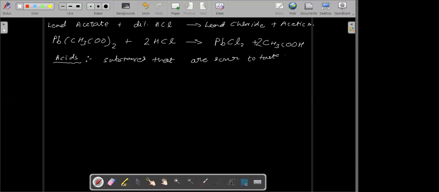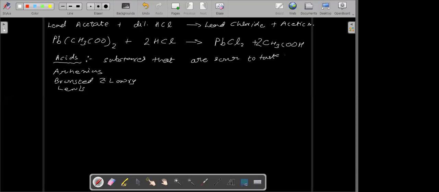Some of the acid definitions: first, the acid definition was given by Arrhenius, the Arrhenius concept of acids. Then we have the Bronsted and Lowry concept of acids. And at last we have Lewis acids. These are the concepts which help us in understanding acids, bases, and salts. If in the paper you are given according to the Arrhenius concept or according to the Bronsted and Lowry concept, don't get confused.